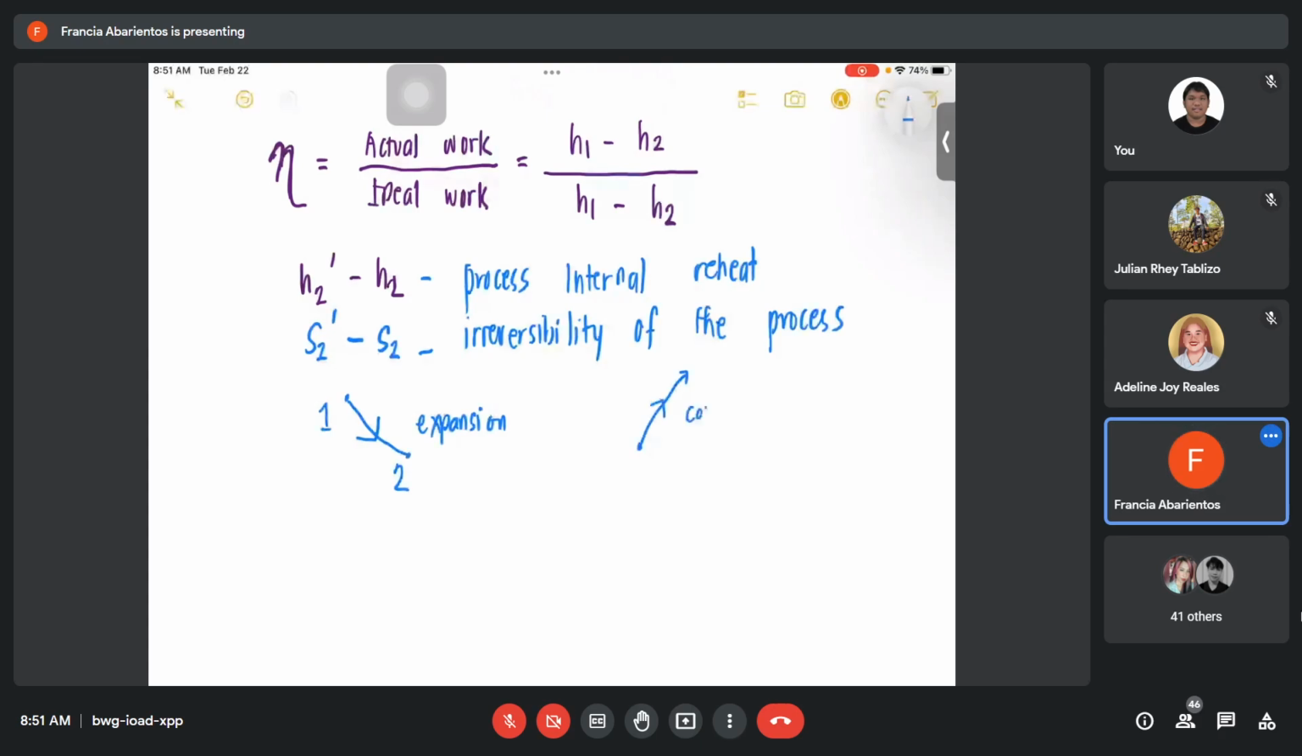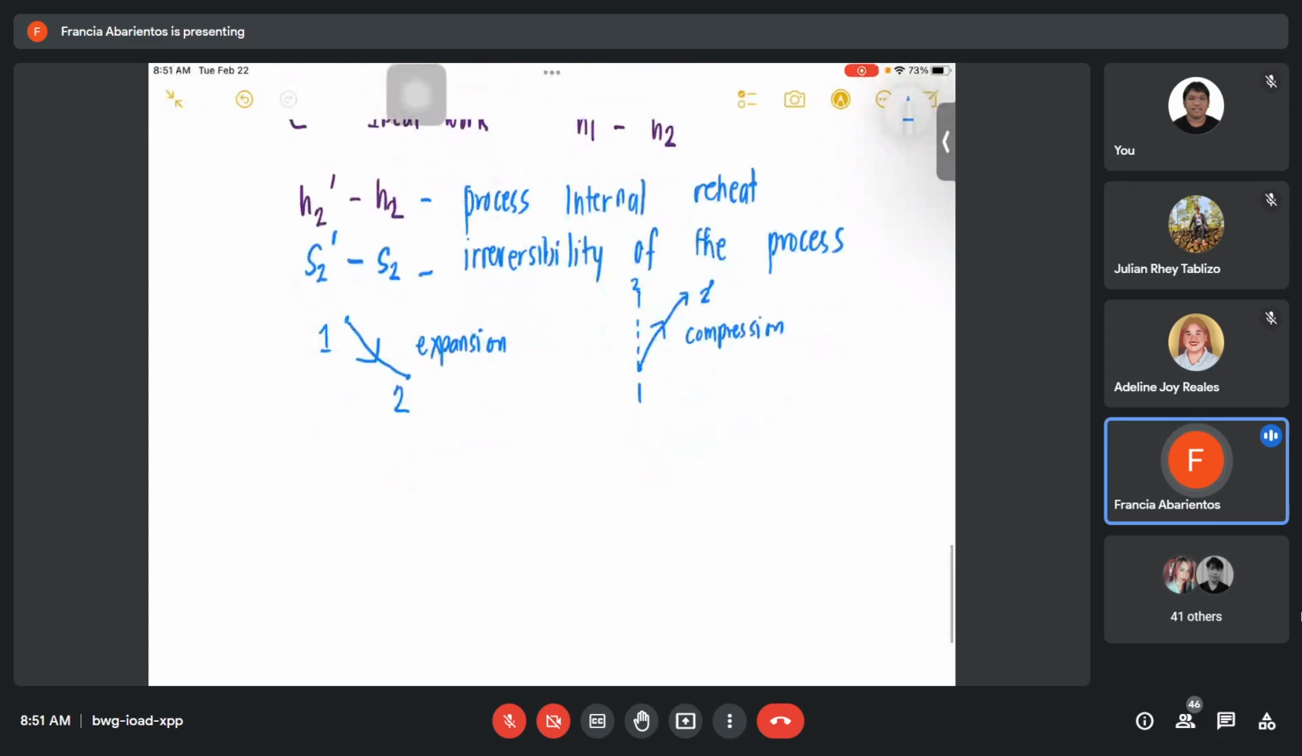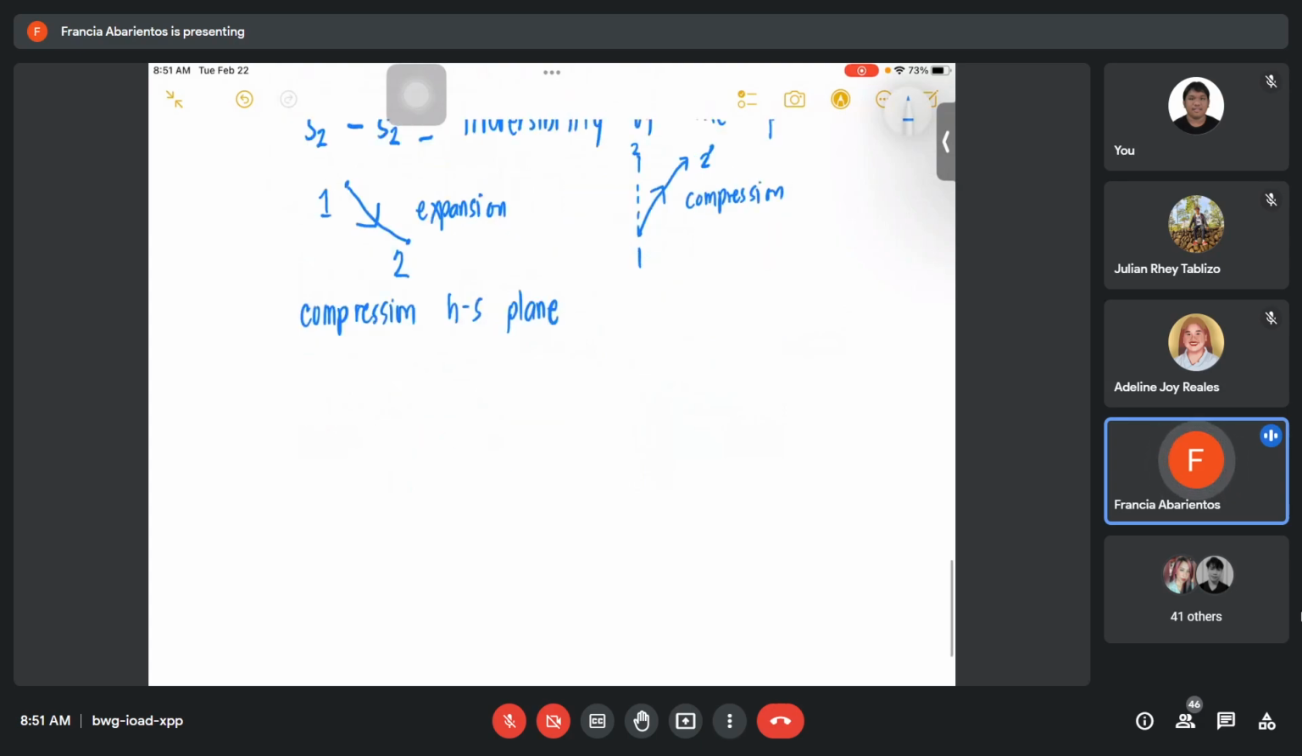Okay. Pagpataas, point 1 to point 2. Okay, assuming meron ka dyan, 2 prime. So, we have the expansion. Meron din tayong compression sa HS plane. Ayan. Anong nangyayari sa compression on HS plane?